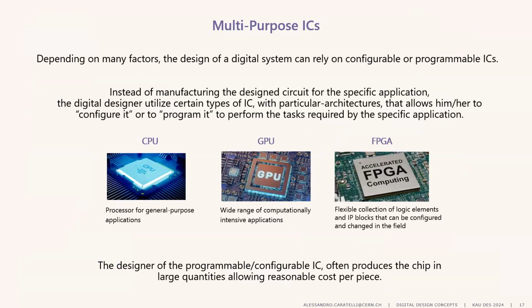The design of a digital system can rely instead on configurable or programmable ICs. Instead of manufacturing a circuit for a specific application, the digital designer can utilize certain types of integrated circuits with particular architectures that allow him or her to configure or program them to perform the task required by the specific application. In this category fall CPUs, GPUs, and FPGAs. The designer of the programmable or configurable IC often produces the chips in large quantities, allowing a reasonable cost per piece. And then the digital designer, who is using these objects for making his system, does not need to send the object to production because it is already ready. He's configuring it to do the specific application.